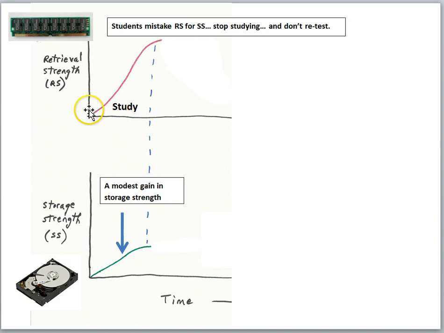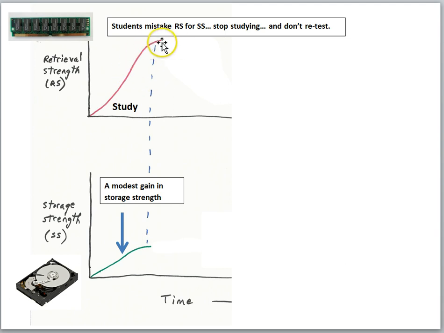So let's go ahead. Well, the student starts their study session. Perhaps they're reading a book or watching a lesson or whatnot. So they're going to be increasing their retrieval strength for the information. They're loading up that information in the working memory system. And as a result of that processing, remember we said whatever was in working memory has the potential to be written into long-term memory. Consolidation processes following learning can lead to an increase in storage strength, but it's a modest gain.